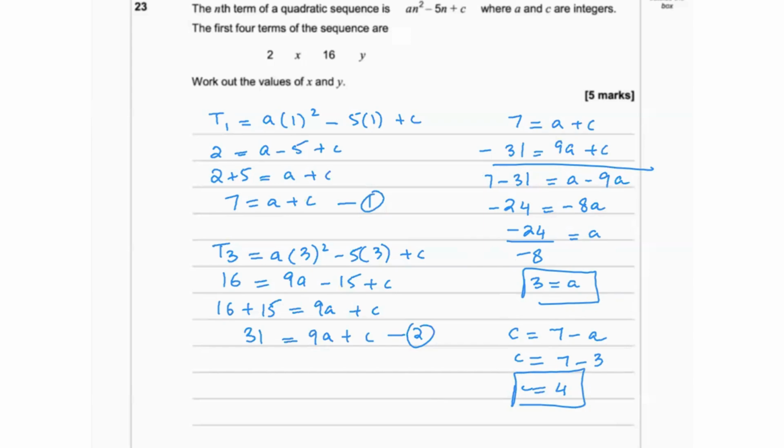Now that we have the value of a and c, we can easily use that to find the value of x and y. So x is the second term. That's going to be 3, which was a, times 2 squared minus 5 times 2 plus 4, which is c. And that is going to give us 6 for x. And y, which is the fourth term, that's going to be 3 times 4 squared minus 5 times 4 plus 4, and that equals 32. So this is how you find your value of x and y in a quadratic sequence.